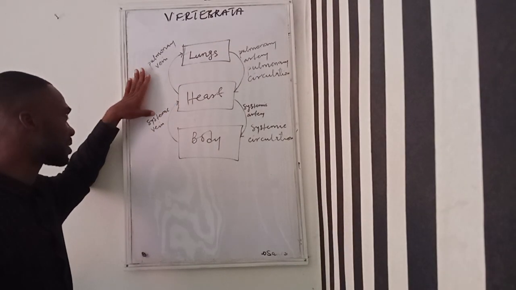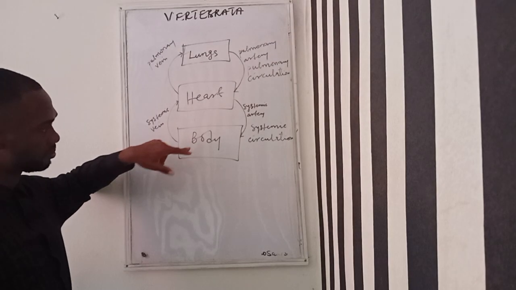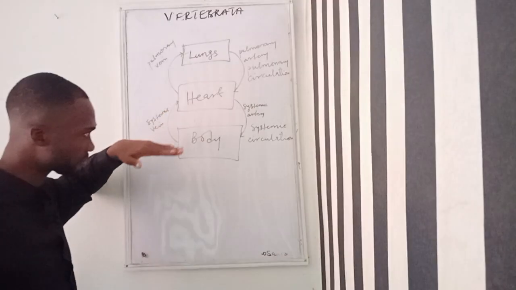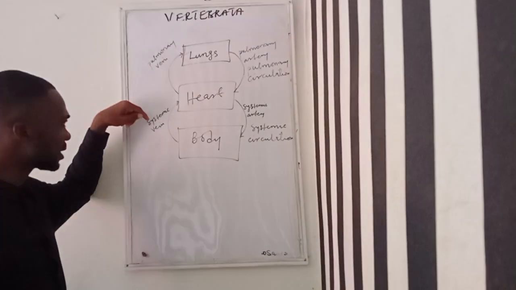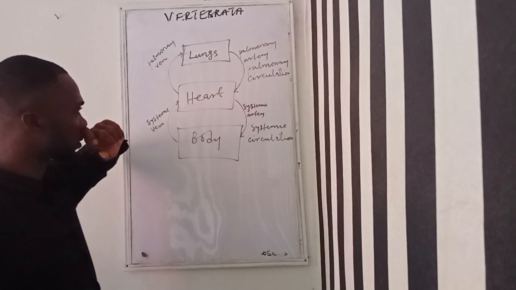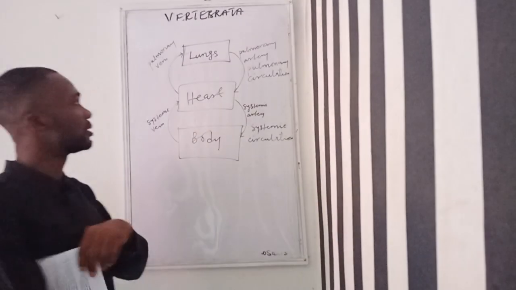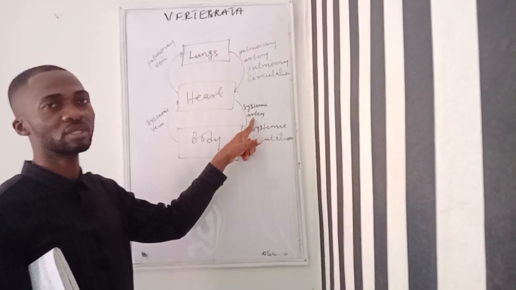Then we have what is called a systemic vein. The blood vessel that takes blood to the heart is the vein. And because it's within the systemic region, that is why it is called a systemic vein. Then the blood vessel that takes blood away from the heart is the artery.